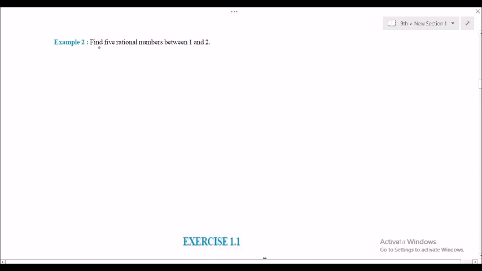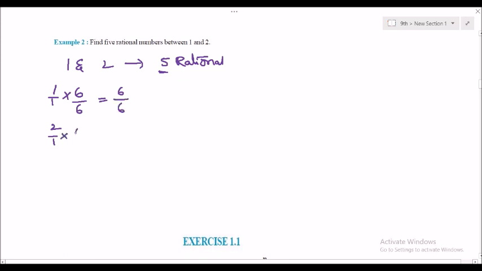Right, now example 2. Find 5 rational numbers between 1 and 2. So between 1 and 2, we have to write 5 rational numbers. After 5, which comes? 6. So we can change this into the form of P by Q, that is 1 by 1, 2 by 1, and multiply by 6 by 6. That is 1 into 6 is 6, so 6 by 6. Here, 2 by 1 into 6 by 6 is 12 by 6.